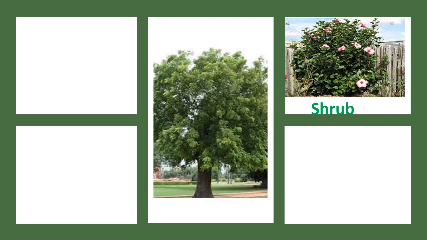Well, now it's time for you to identify some plants. Look at this hibiscus plant here. It looks bushy, has thin woody stems and branches which grow very near to the ground. It is a shrub. Can you spell shrub? Shrub. S-H, rub, R-U-B.